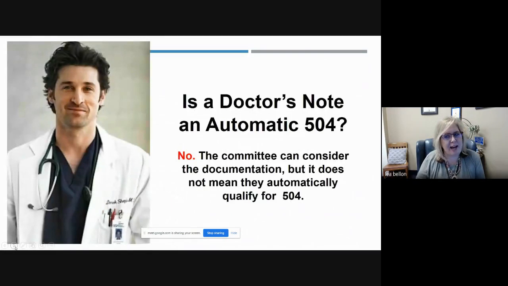So, what if you get a doctor's note? Is that an automatic 504? No, not even if it's Dr. McDreamy, okay? It is not automatic, but the committee can consider that and should consider that documentation along with any other indicators that they have. But the doctor writes you a note and they say, okay, I want James Smith to have a 504. You consider that, but you do not automatically give a 504.